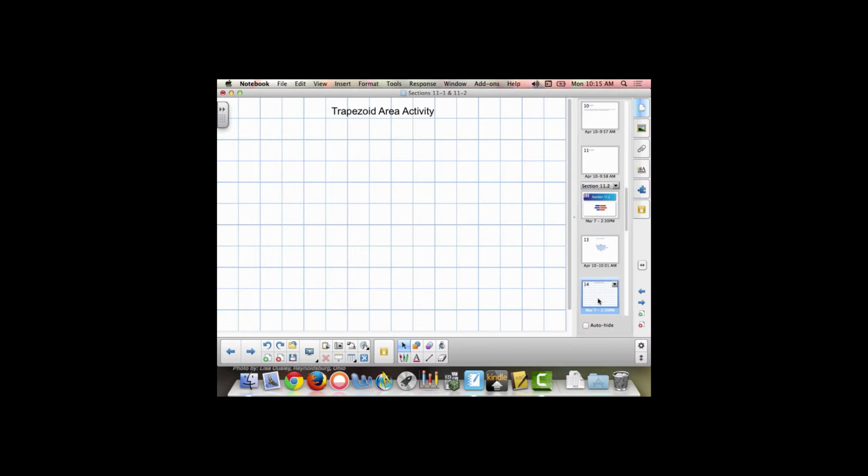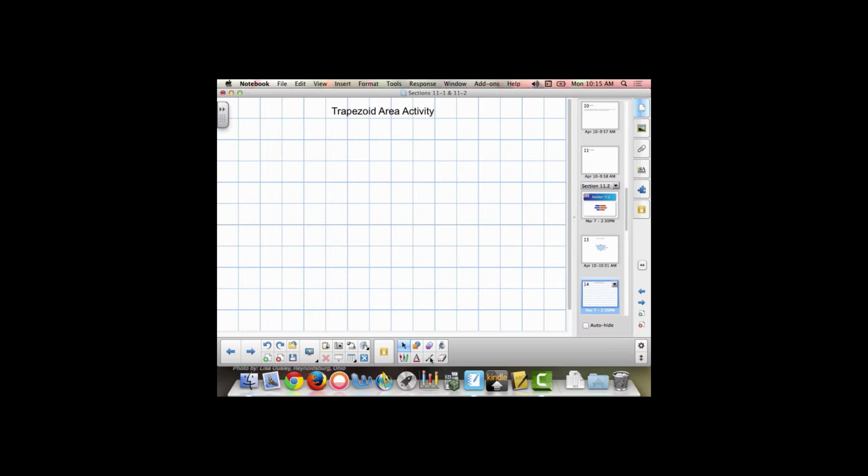Once again, because we know the area of a parallelogram, we are going to use that to help us come up with the area of a trapezoid. So once again, I'm going to go ahead and build a figure. I'm going to ask you to use that figure to come up with the area formula for a trapezoid.